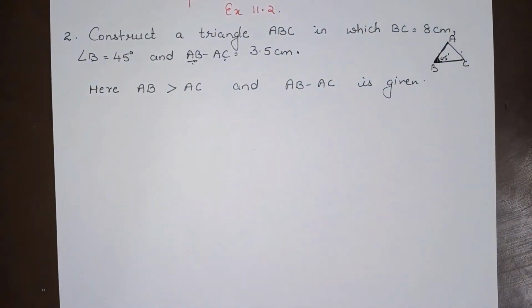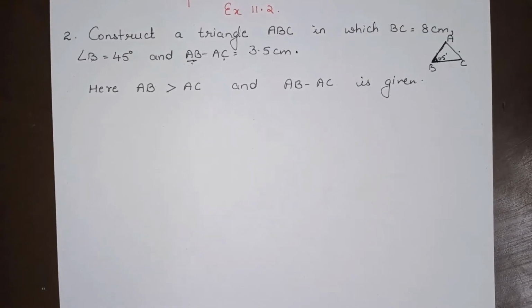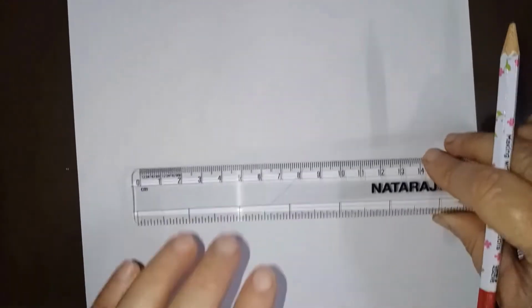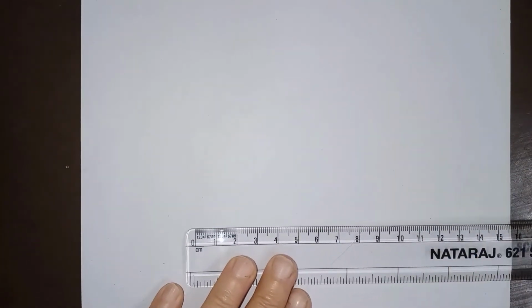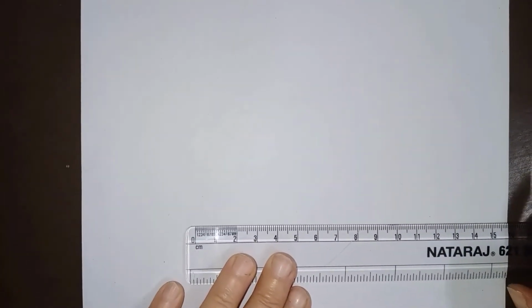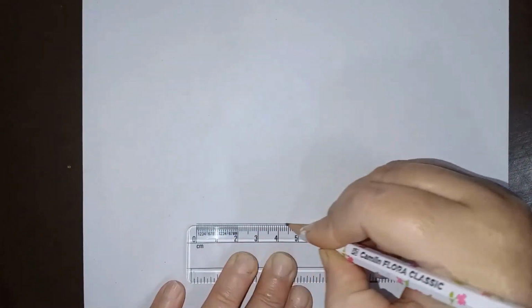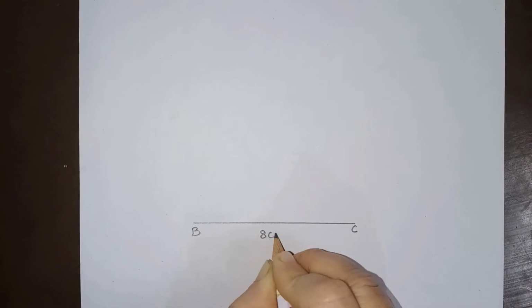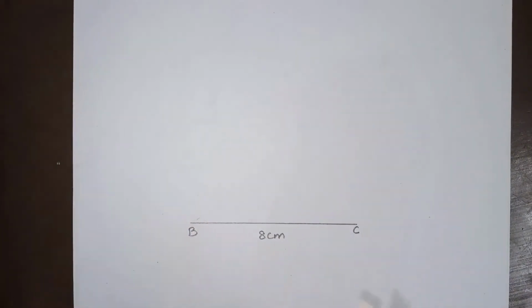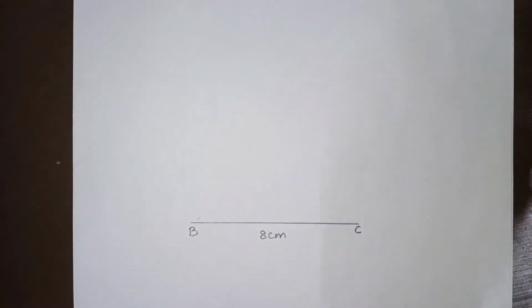So first of all, we will draw base which is equal to 8 centimeter. So we will draw BC equals to 8 centimeter. At B we have to draw an angle of 45 degree.